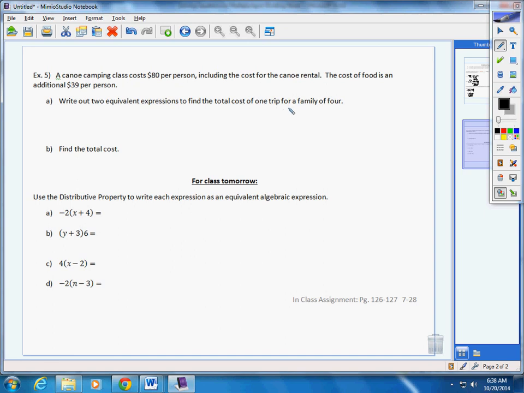Well, you're probably thinking, if I was doing this on my own, I would probably say, well, it's $80 per person for 4 people. So 4 people times $80. And you also need to add to that, well, it's going to cost $39 for each of the 4 people. So 4 times 39, you'd probably add those numbers together, right? Guess what? Doesn't this look an awful lot like we've seen above? That's one of our equivalent expressions.